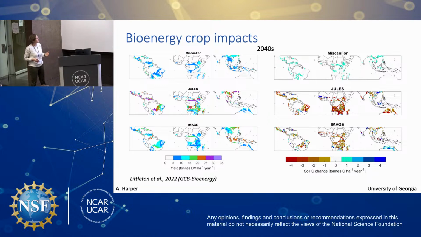MiscanFor assumes there's a high temperature threshold and the crops just die, so that's where there's some gray up there. JULES, as I said, tends to be really productive in the hot regions, and that's quite different from what IMAGE shows. And the soil carbon changes are also drastically different between the different kinds of models.